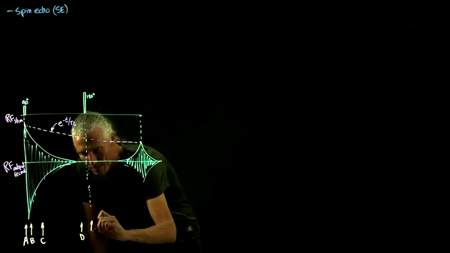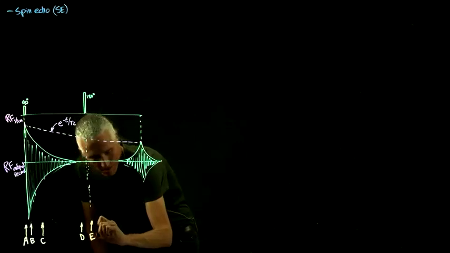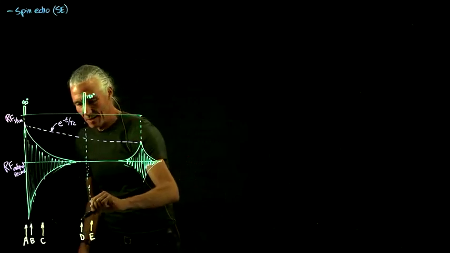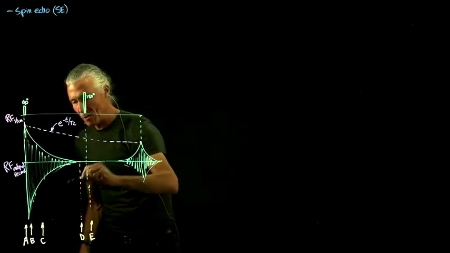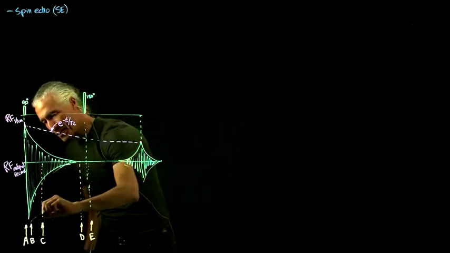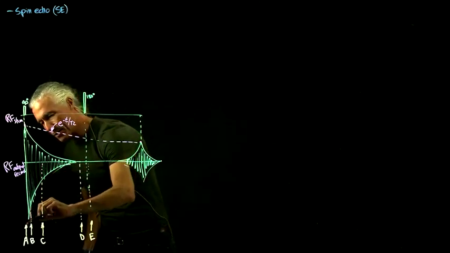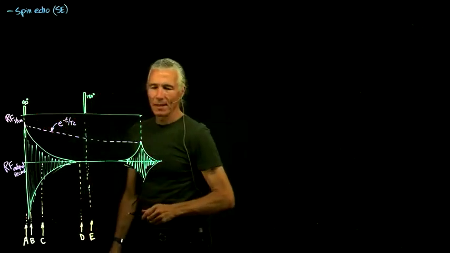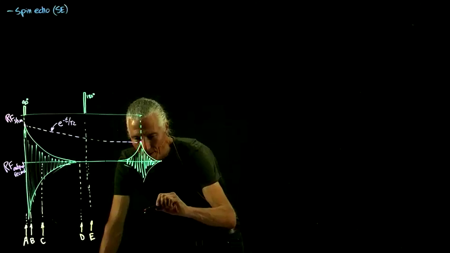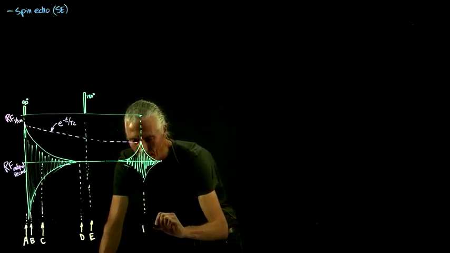So this is basically no signal. This is where we've decayed some. This is right after the pulse. This is right before the pulse. And then finally we'll look at what happens right here when the echo occurs.